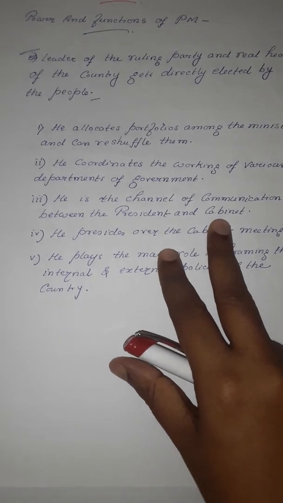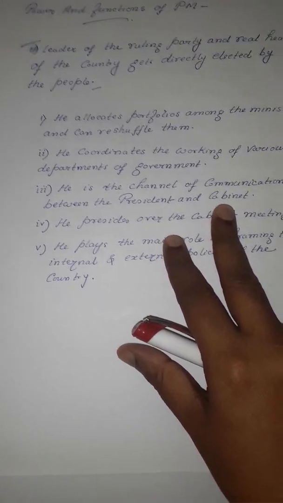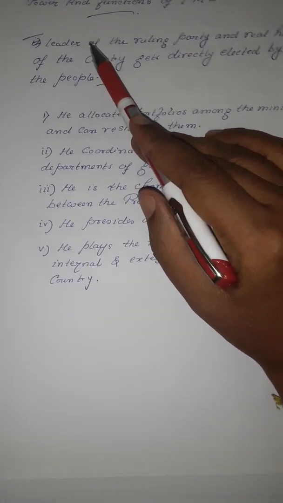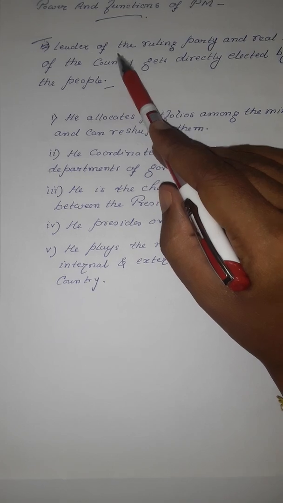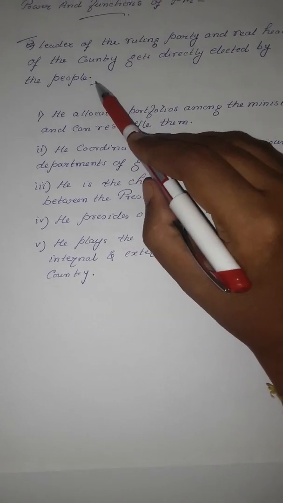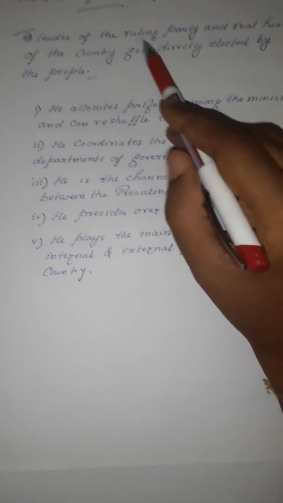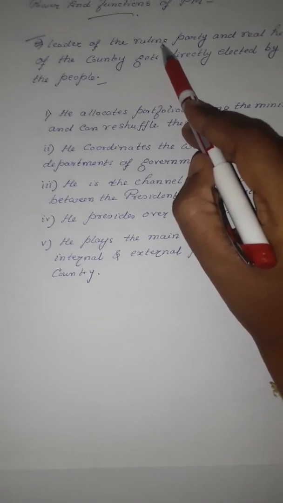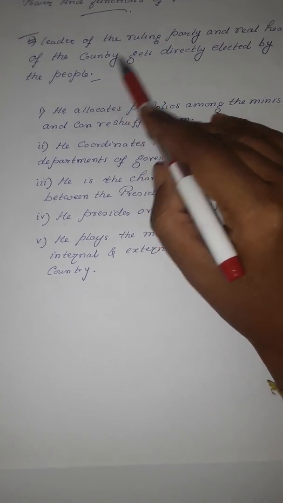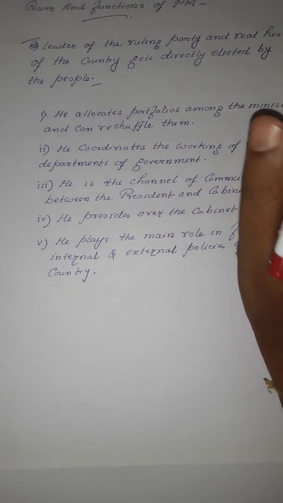Next thing you need to know about the prime minister. Now, what are the powers and functions of the prime minister? First let me discuss his position. He is the leader of the ruling party and real head of the country. That means the party which gains majority in the parliament, he is the leader of that party and real head of the country. Generally he runs the country.